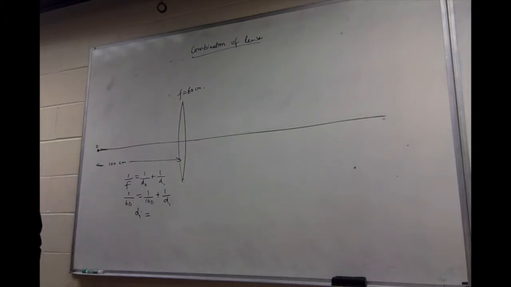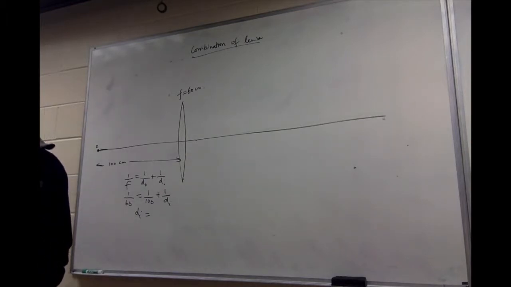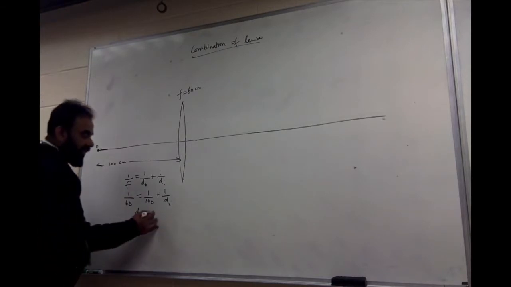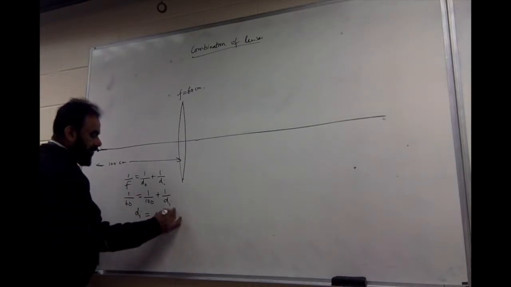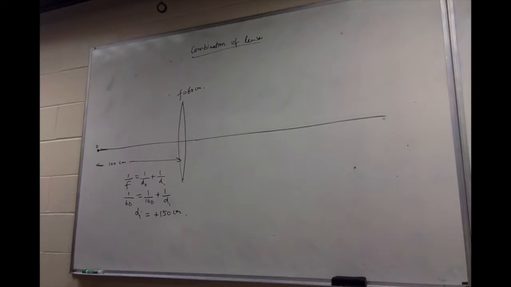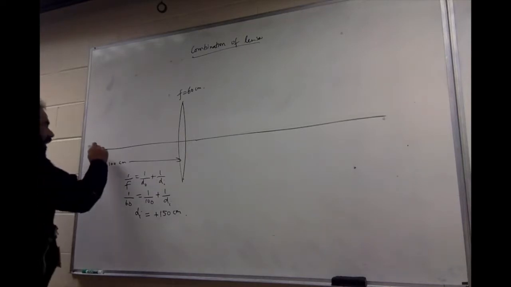And tell me if it's positive or negative also. Positive 150. So the image is formed at positive 150. That means it's not a virtual image, it's a real image. So this is what happens.